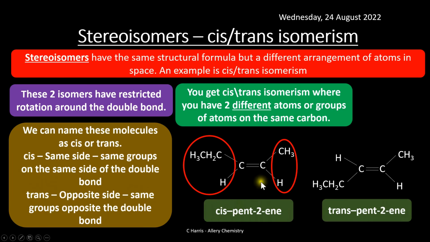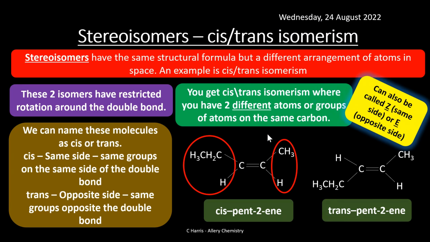So let's have a look. This one is cis-pent-2-ene. The reason why it's cis is because these are on the same side of the double bond. There's the double bond, and they're both on the top bit of the double bond, aren't they? This one is trans-pent-2-ene, because this group is opposite that group on the double bond. So it's not on the same side of the double bond. One's below it and one's above it. So that's why that one is called trans-pent-2-ene. So these are what you call stereoisomers.